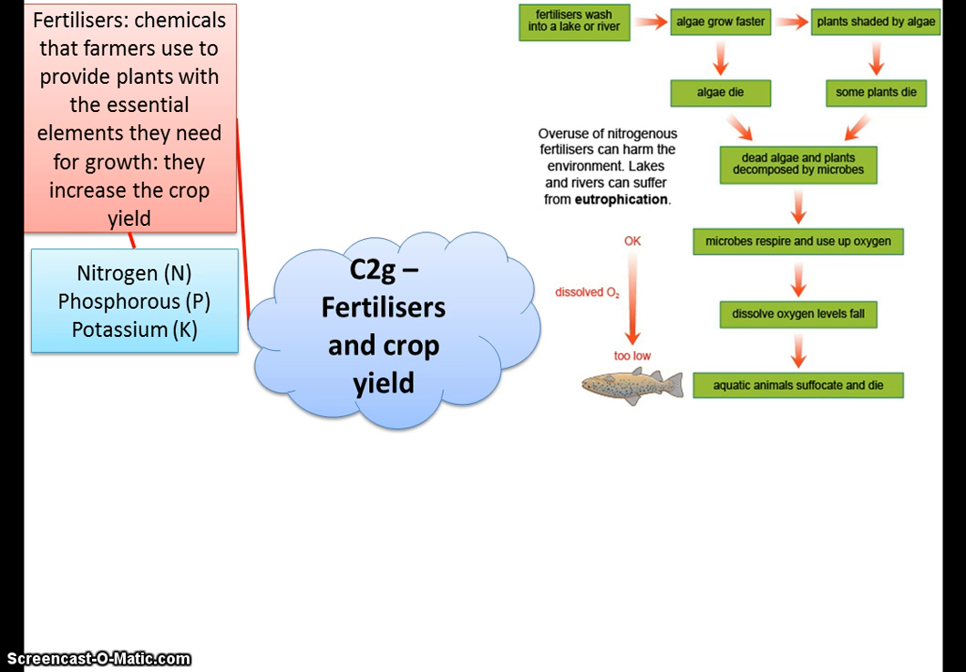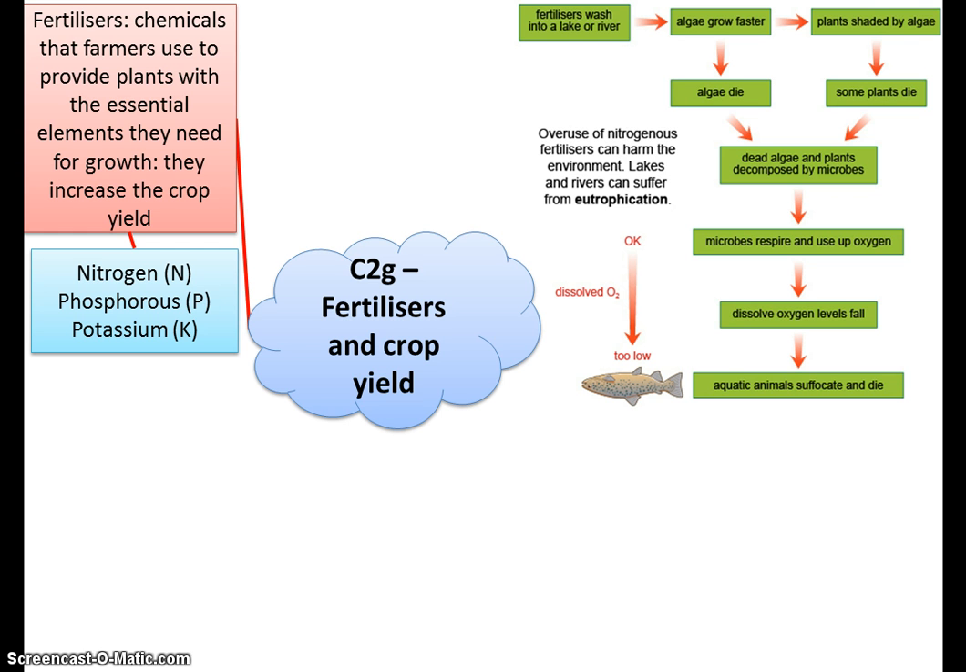Now, these elements are usually found combined with other elements in the soil, forming compounds called minerals. For example, ammonium nitrate contains nitrogen, potassium phosphate, look at the words, contains potassium and phosphorus. The plants absorb the water and the dissolved minerals that are in there going through their roots. They cannot absorb insoluble minerals.